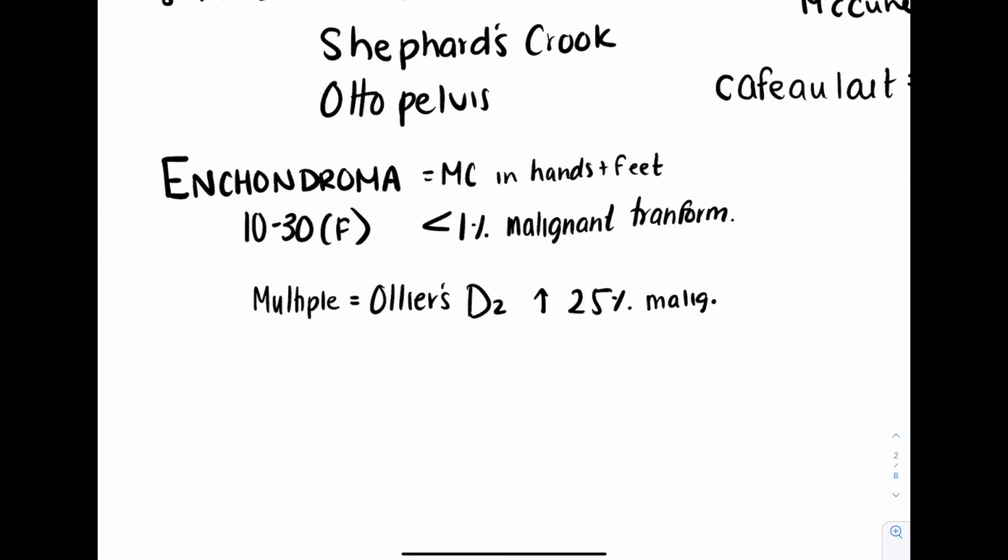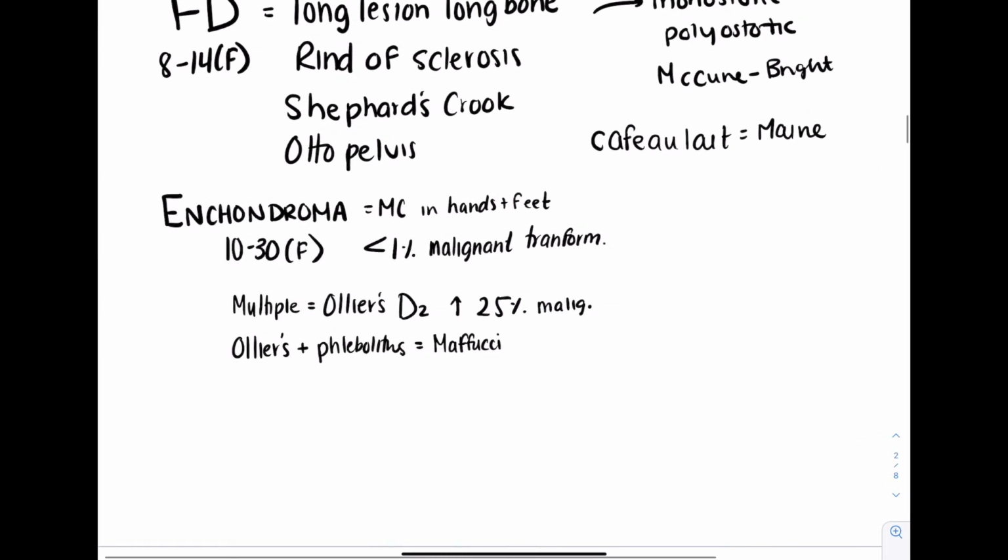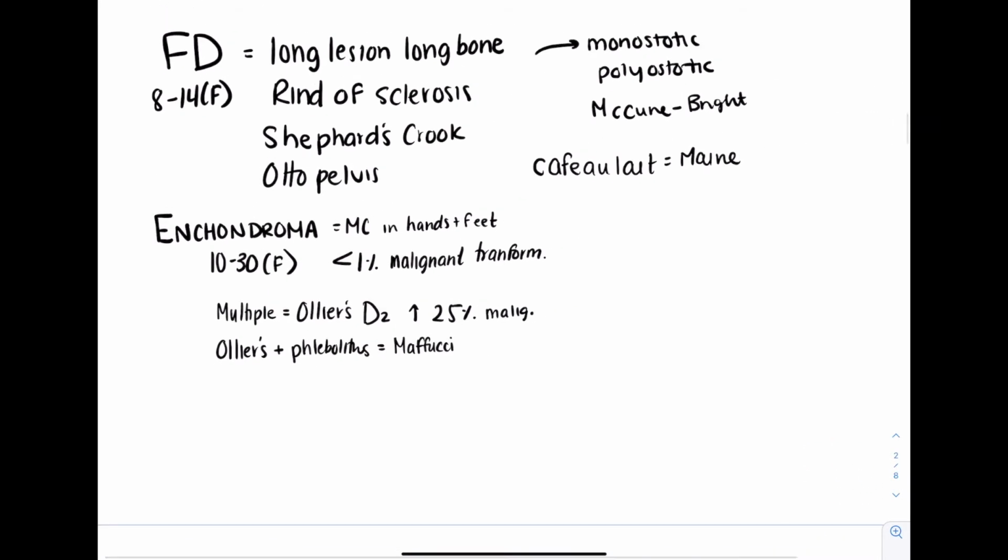And then if I have Ollier's plus phleboliths, we have Maffucci's. Remember that phleboliths are soft tissue hemangiomas. So we have Maffucci's. So those are the main ideas when we're looking at enchondroma. Most common in the hands and feet, it's going to be a geographic lytic lesion.